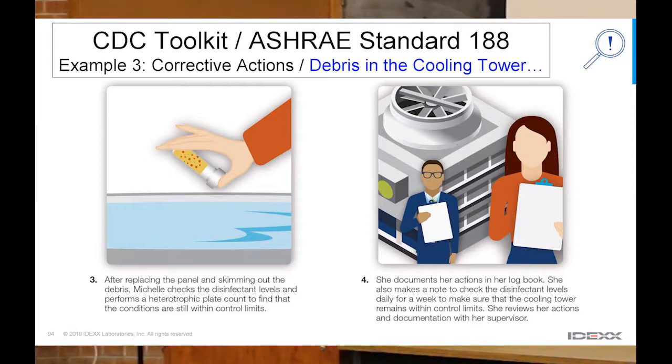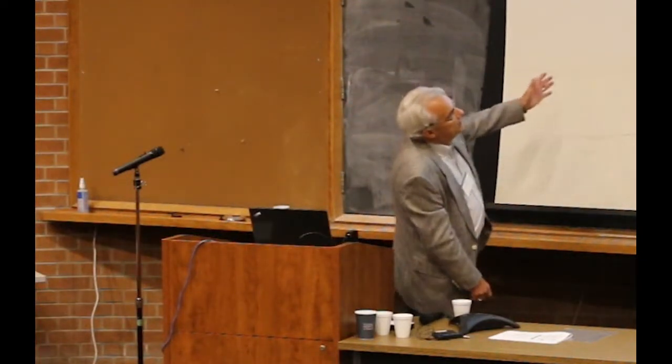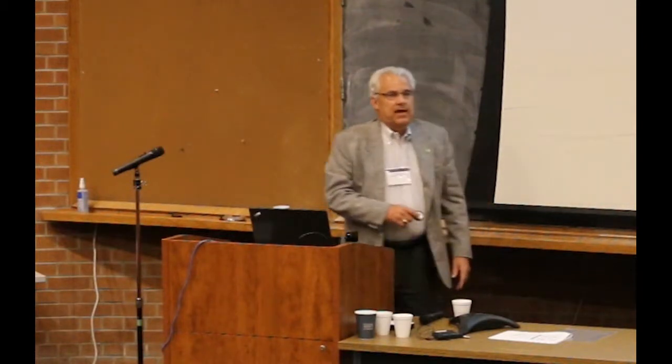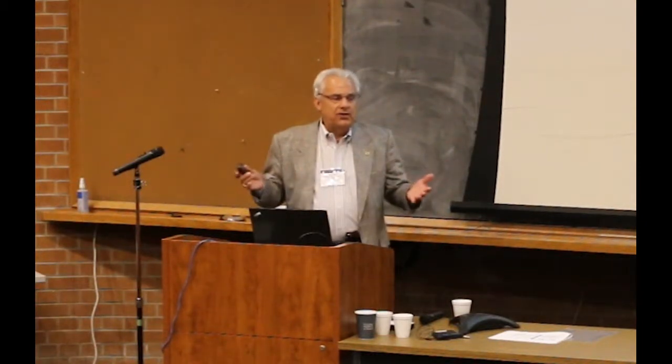Remember, we act when things are out of control limits. We test to see what the levels are, and when they're in control limits, we're okay. When they're out, there's something that should be done. So she documents her actions in her logbook, makes a note, and checks the disinfectant levels daily for a week. The regular plan is weekly. Now she's going to do it daily to make sure everything's back in control. And then she reviews her actions and documentation with her supervisor. So this is the pattern for out-of-control actions.